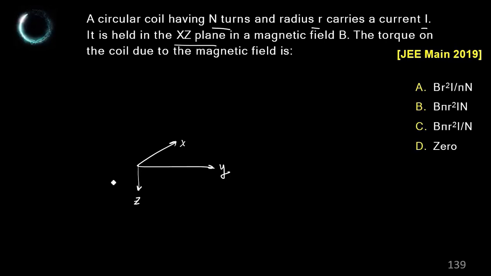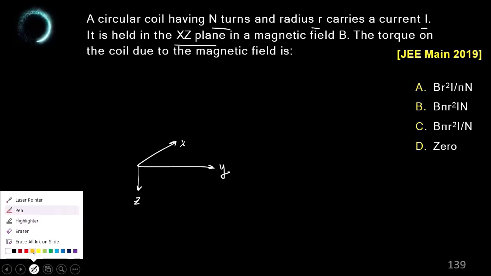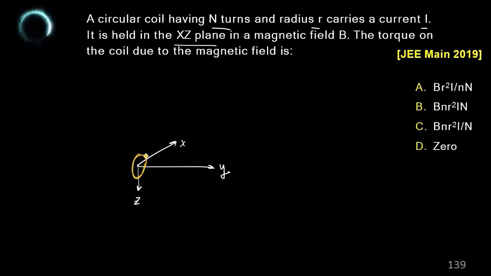x cross y equals z. Right. A coil is kept in the xz plane. So let us say this is the xz plane coil. It is held in the magnetic field B. The torque on this coil is due to the magnetic field B. It carries a current. So if it is in the xz plane, what is the direction of the magnetic moment?